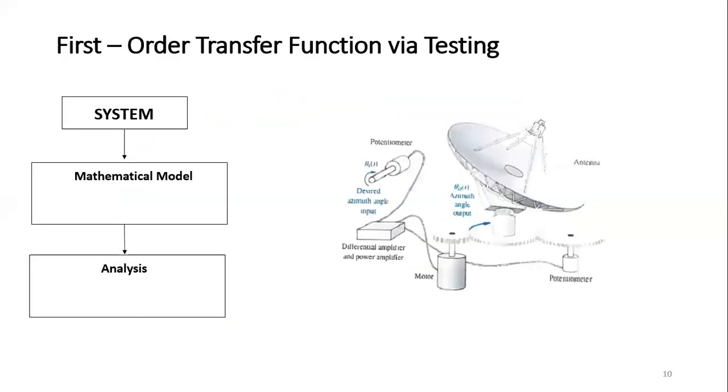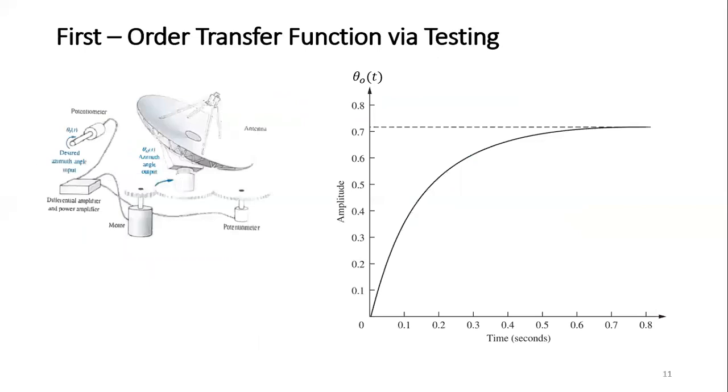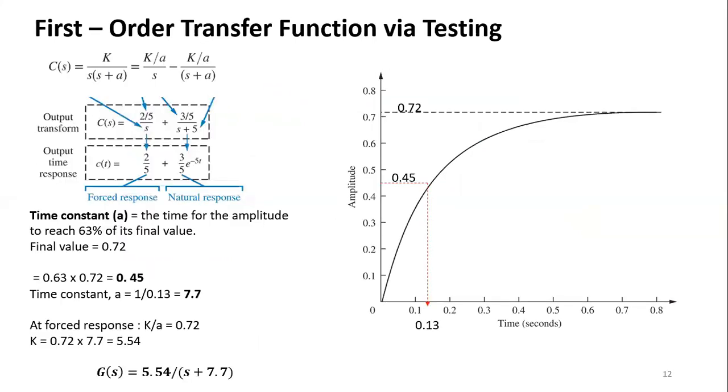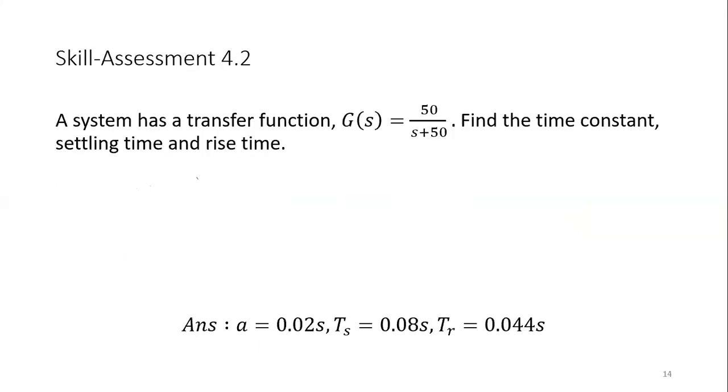Okay, let's look at the exercise first before we go to this part. A system has a transfer function G(s) equals 50 over s plus 50. Find the time constant, settling time, and the rise time.